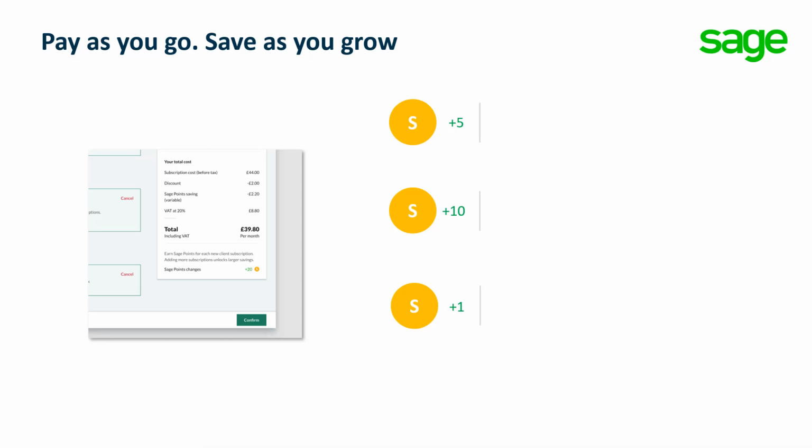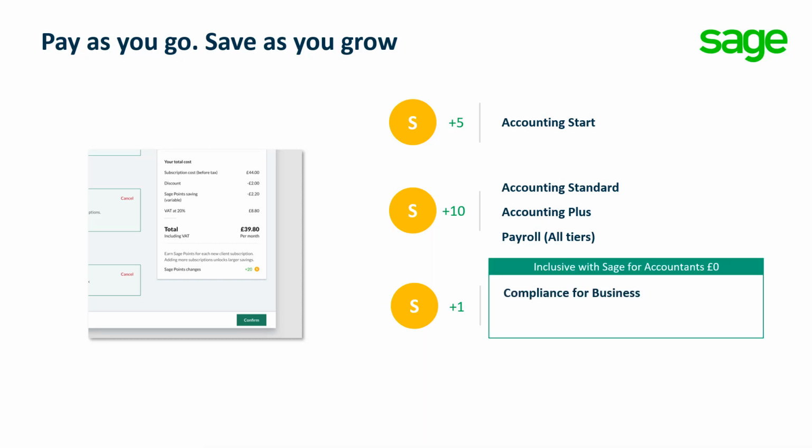Sage points are awarded as follows. Accounting Start, you will gain 5 points. Accounting Standard, Accounting Plus, and all the tiers in payroll will gain you 10 points. Compliance for your business and for your individual will gain you 1 point.